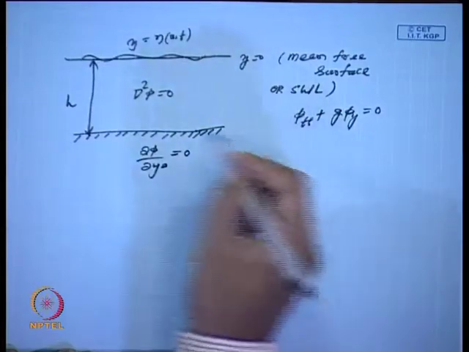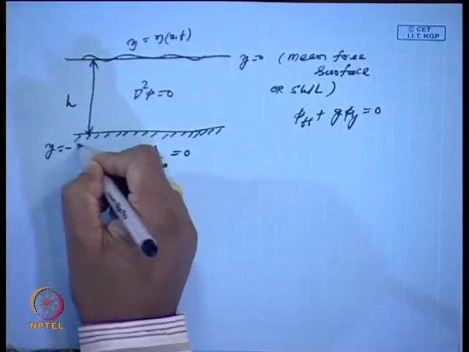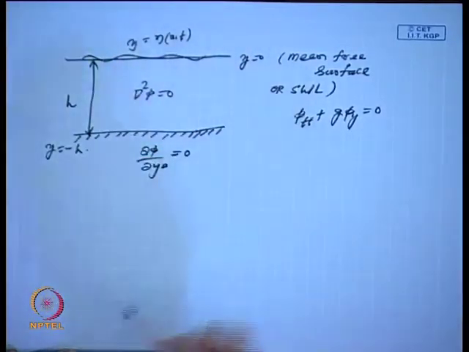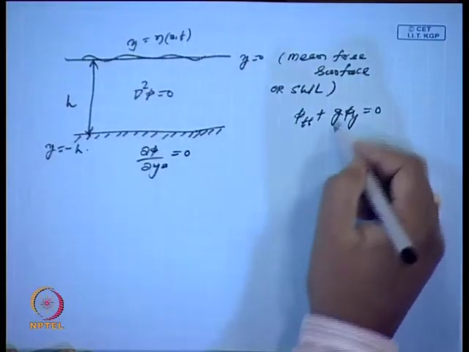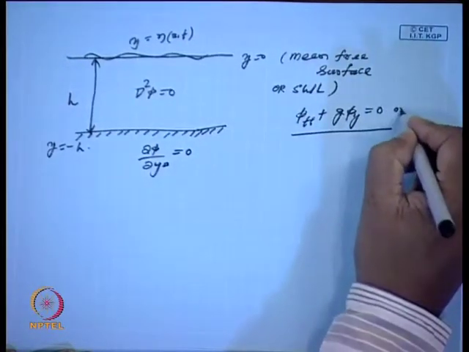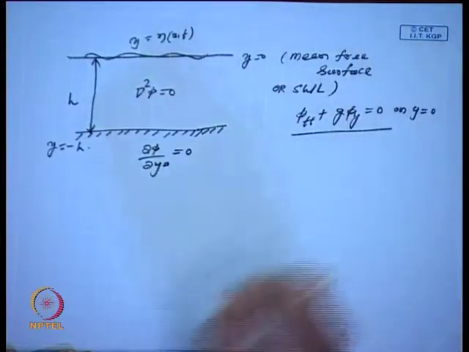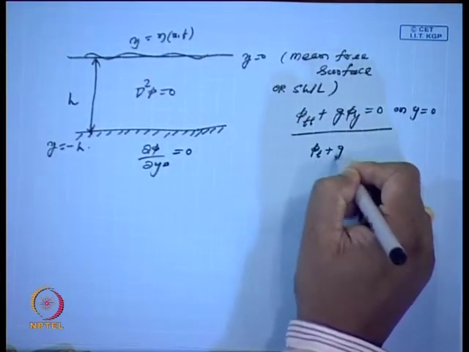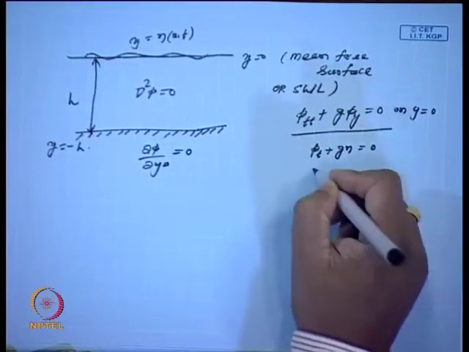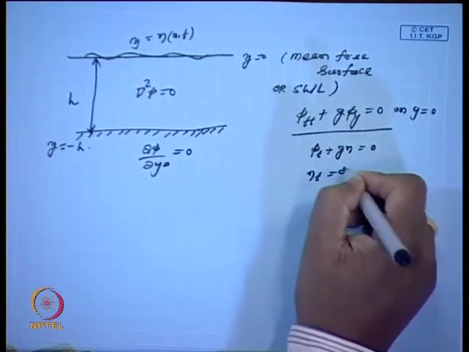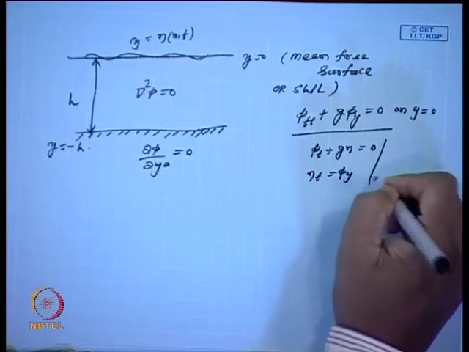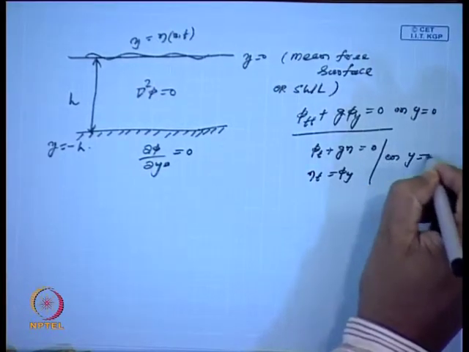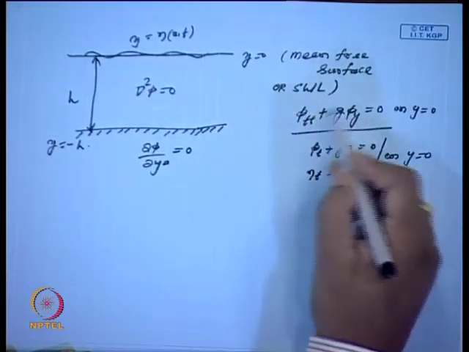This is 0, and this is the line y is equal to minus h. I assume the depth is uniform, and again this condition is satisfied. This is on the mean free surface y is equal to 0, and we all know that phi t plus g eta is 0 on the surface, and also eta t is phi y, and these two conditions are satisfied on y is equal to 0, from which we obtain this free surface boundary condition.